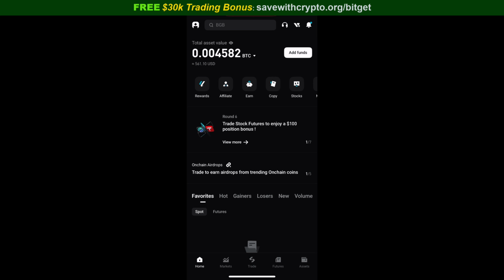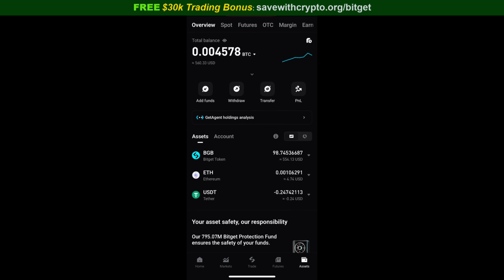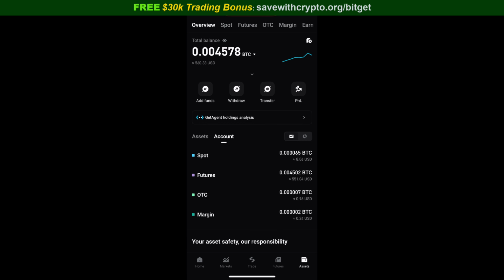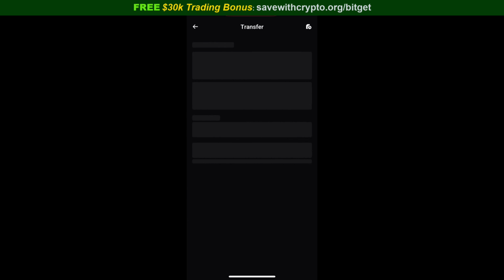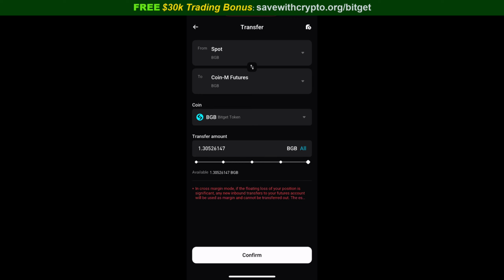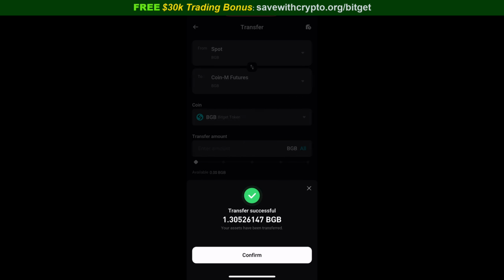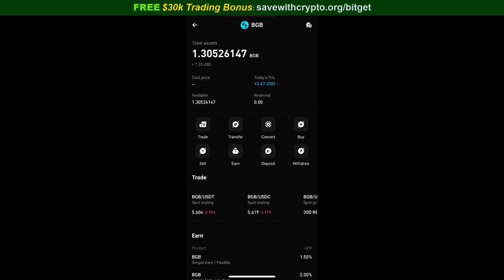Okay, so what we want to do here is to long Bitcoin using BGB as the collateral. First of all, you want to make sure that your BGB is in the right account. So if it's in the spot account, you need to move it by going transfer and transfer it from spot to coin M. Okay, so I'm going to do that. I'm going to go all, confirm. Okay, transfer successful. So that's now in the coin M.